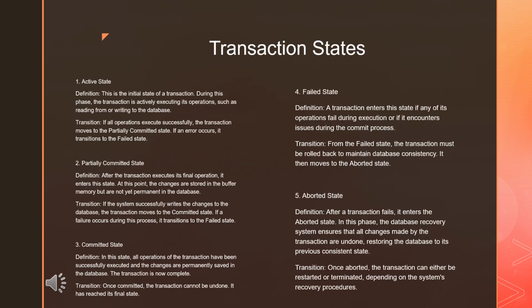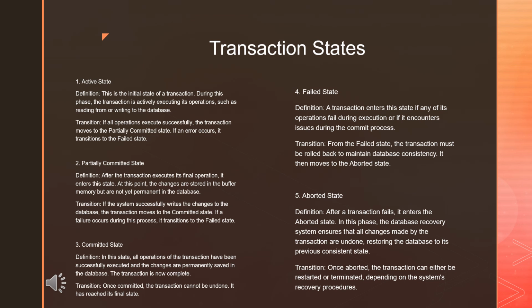Transaction states. Active state. Definition: this is the initial state of a transaction. During this phase, the transaction is actively executing its operations, such as reading from or writing to the database. Transition: if all operations execute successfully, the transaction moves to the partially committed state. If an error occurs, it moves to the failed state.